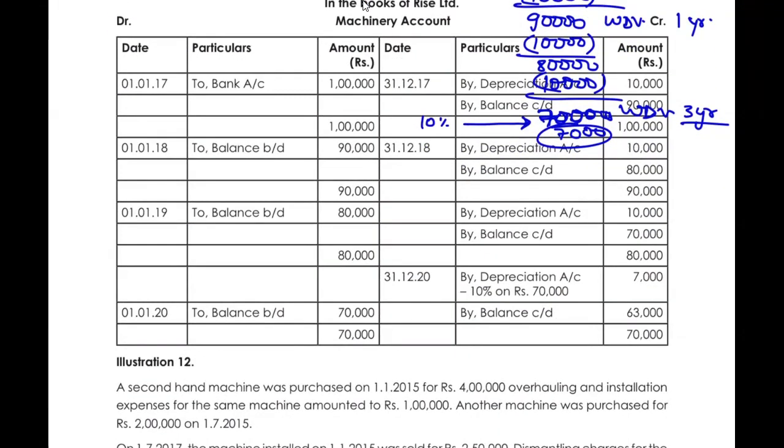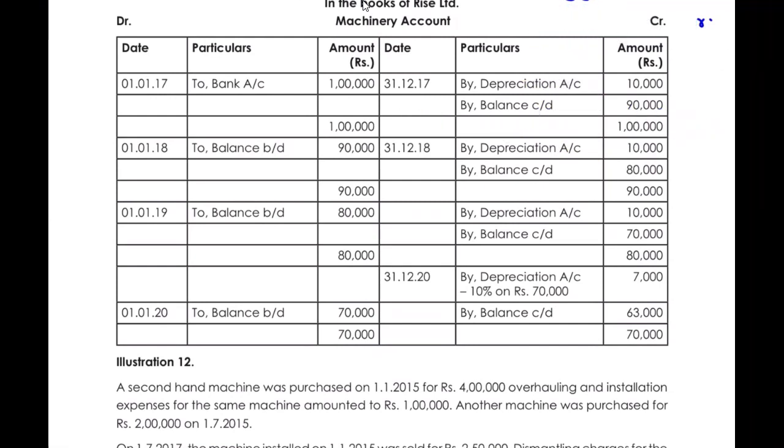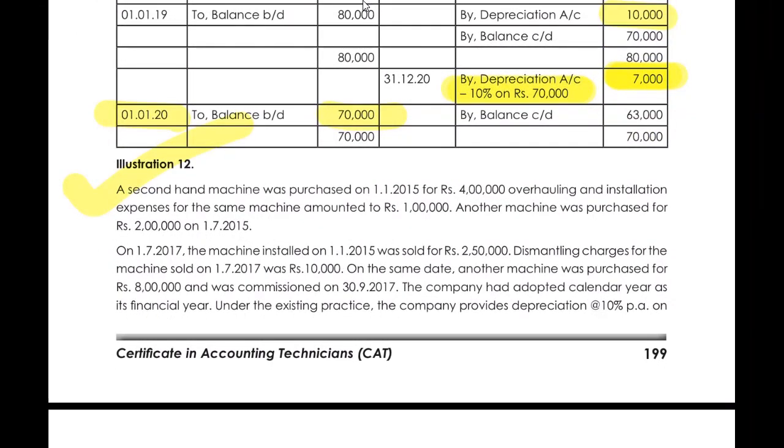So if you can see over here, the depreciation in your books was earlier charged at 10,000, 10,000, 10,000. But from 1st of January 2020, the balance was 70,000. We have changed the method prospectively, so now the depreciation is calculated at 10% on 70,000, and this is how it will go on. That is called a prospective change. You can also try to solve illustration number 12. That is your homework. It is a very, very simple way.